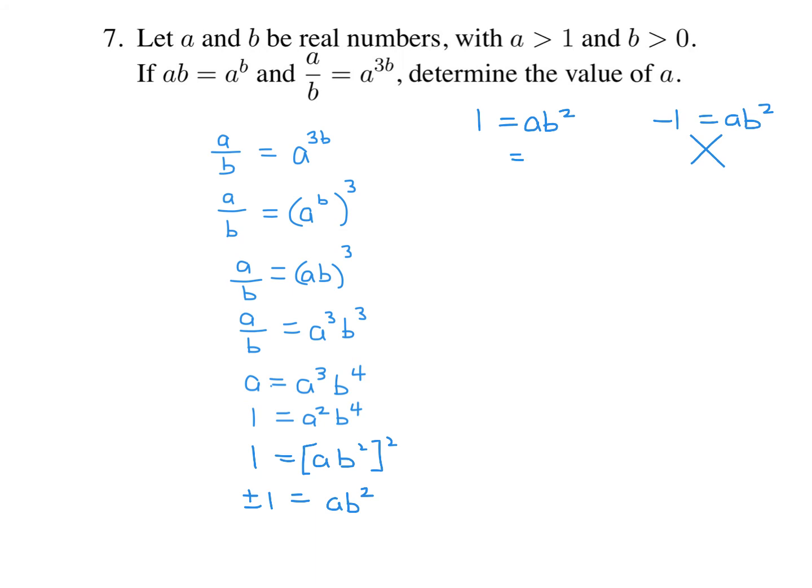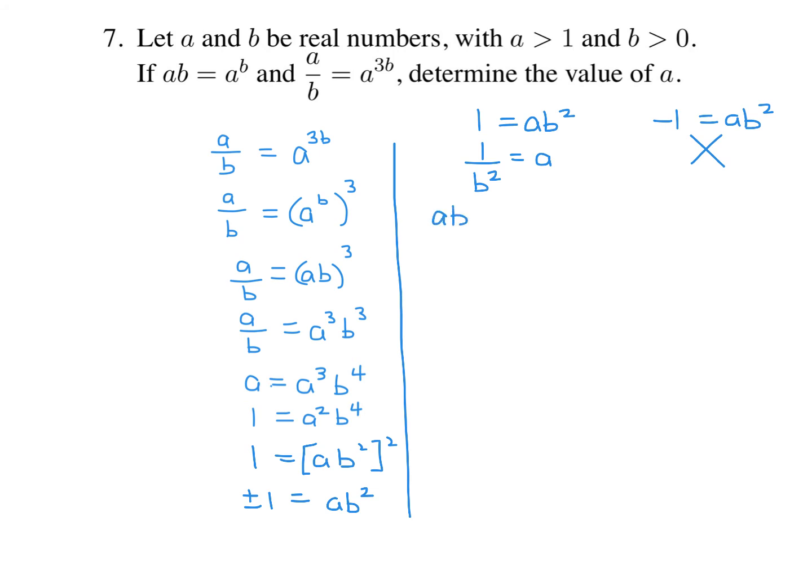From this, we can conclude that A is equal to 1 over B squared. And I think that is how we're going to solve this question. A is equal to 1 over B squared. We got one variable in terms of the other, and we can then substitute it into either one of these equations and solve. Okay, so which one do you want to use? I'll just use the first one.